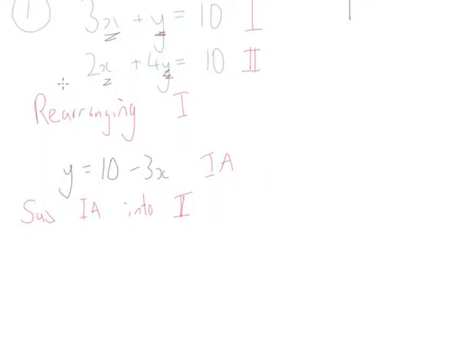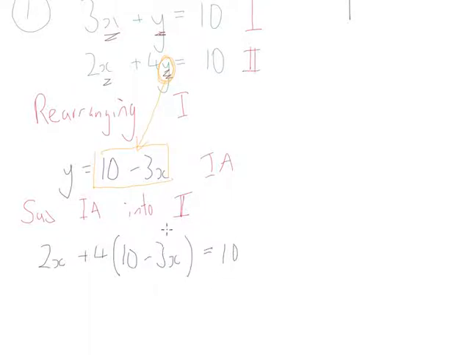Into equation 2, so what I'm going to do is replace the y here with 10 minus 3x, because y is equal to 10 minus 3x. So this all gets replaced. I substitute in, I replace in. So that gets me 2x, coming from here, plus 4 times y, and y is 10 minus 3x, and that is equal to 10.